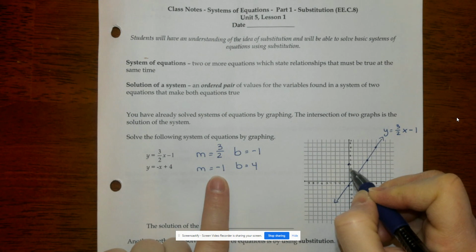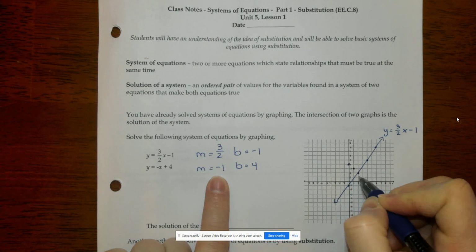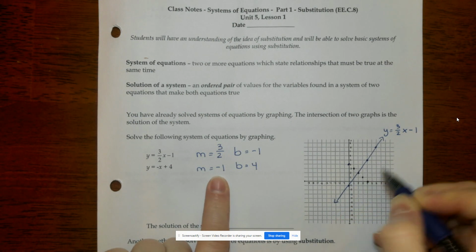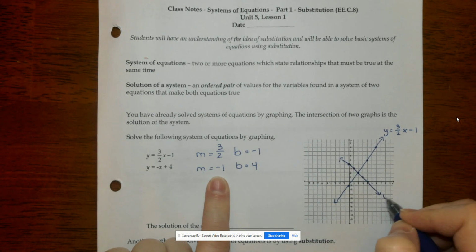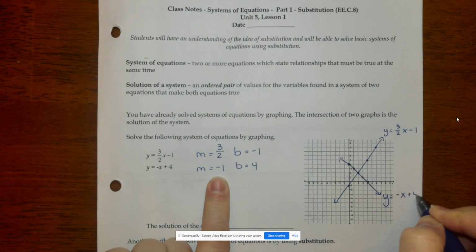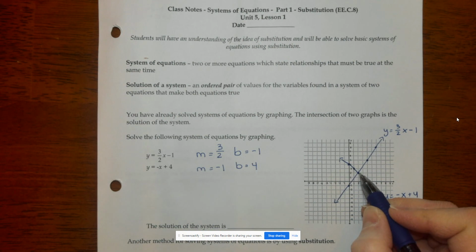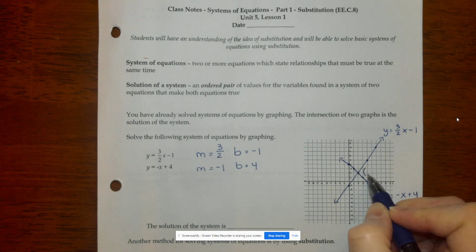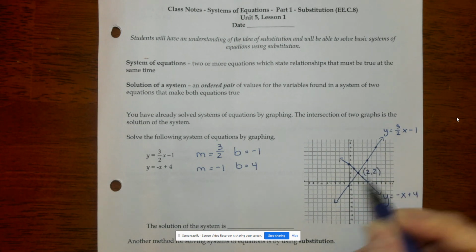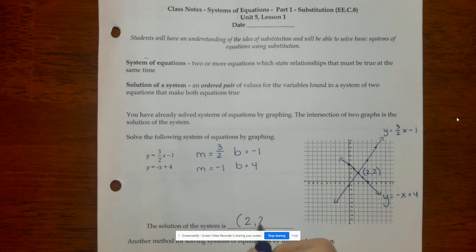So that's the same as down 1, right 1, down 1, right 1, down 1, right 1, down 1, right 1. Remember, a negative slope goes down to the right. And so when I graph that one, -x plus 4, you can see that the two lines intersect. They have one point in common. That one point is called the solution. It's an ordered pair. You'll notice that the location is 2, 2. So the solution to the system is 2, 2.